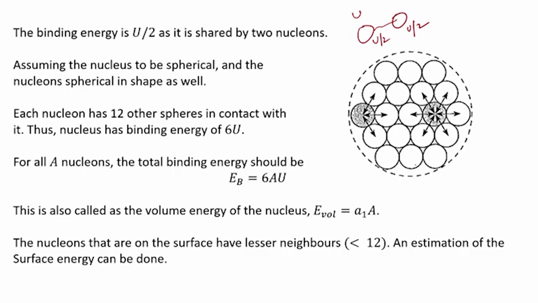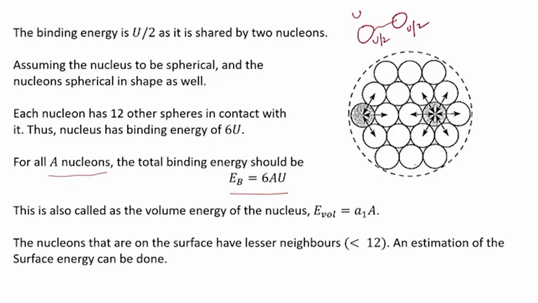And when you think about each nucleon inside this sphere, it is in contact with 12 other spheres, and each one of these will have a binding energy of u by 2. So, this nucleon has a binding energy of 6u, 6 times u. And for a number of nucleons, it is 6Au, where A is the mass number. So, that is the binding energy.